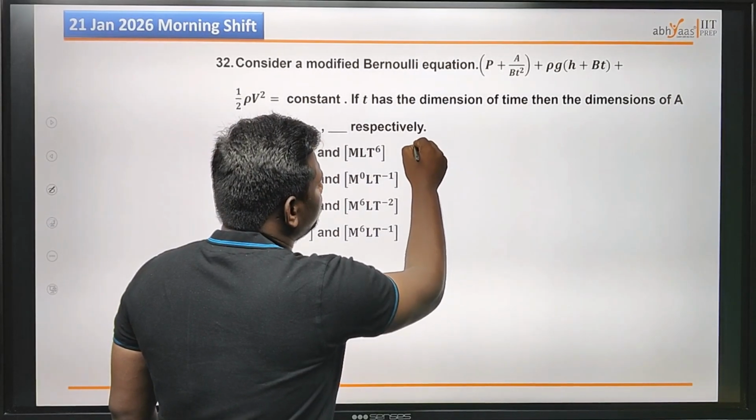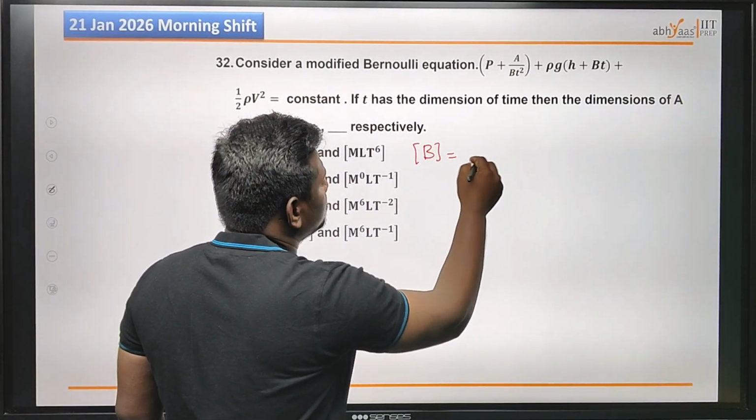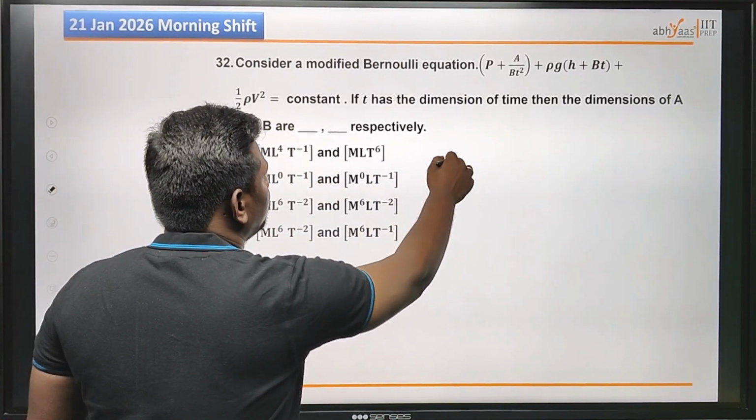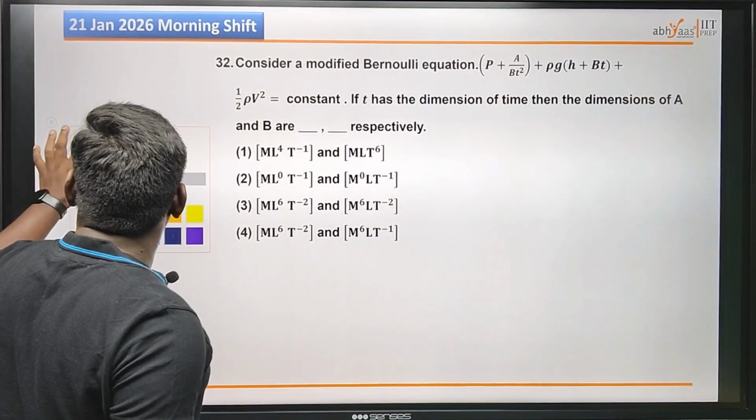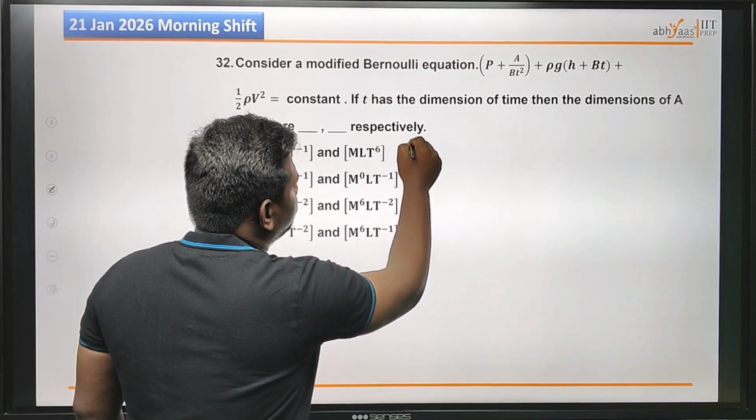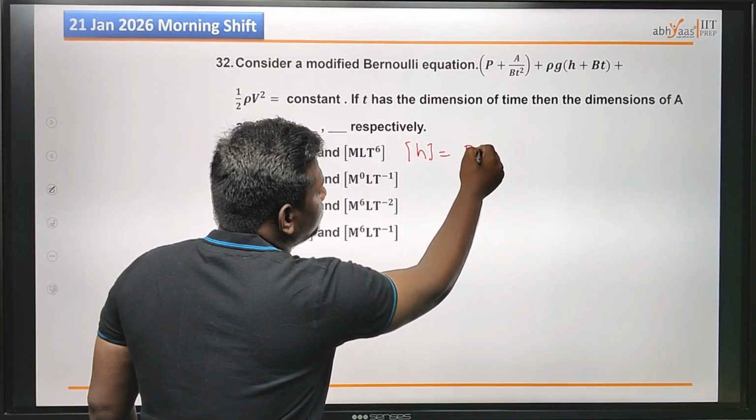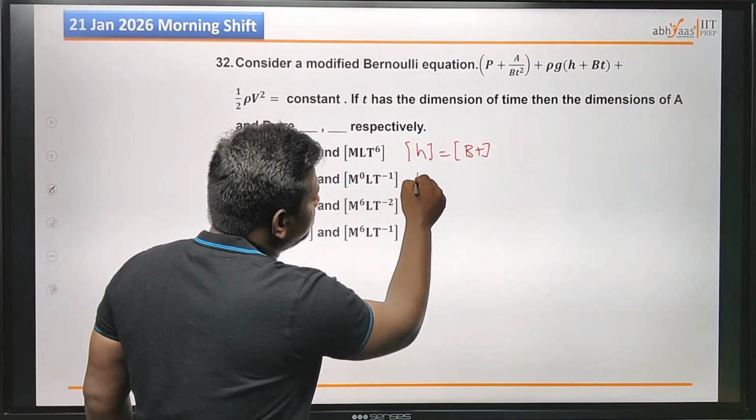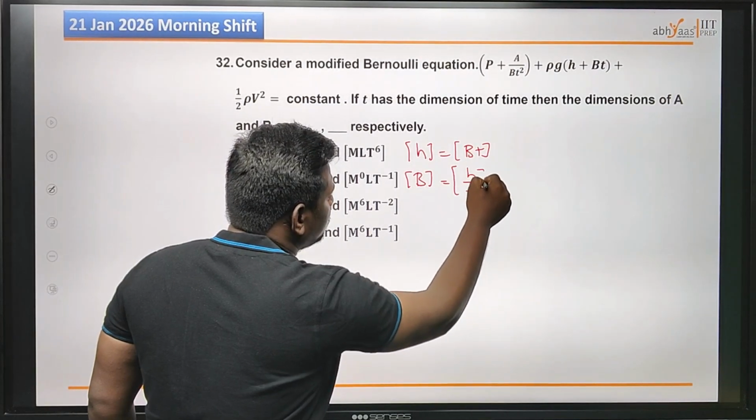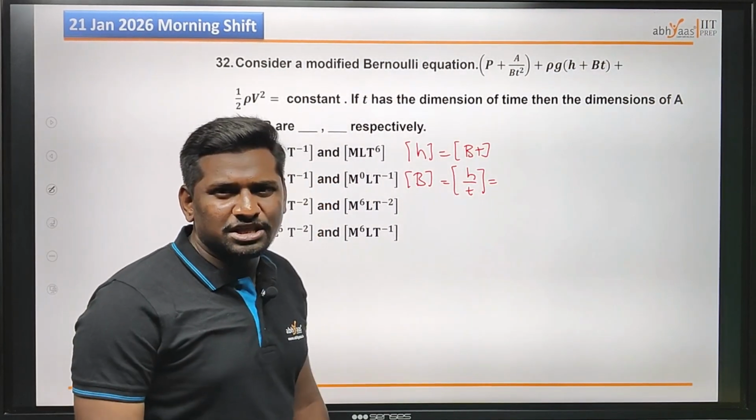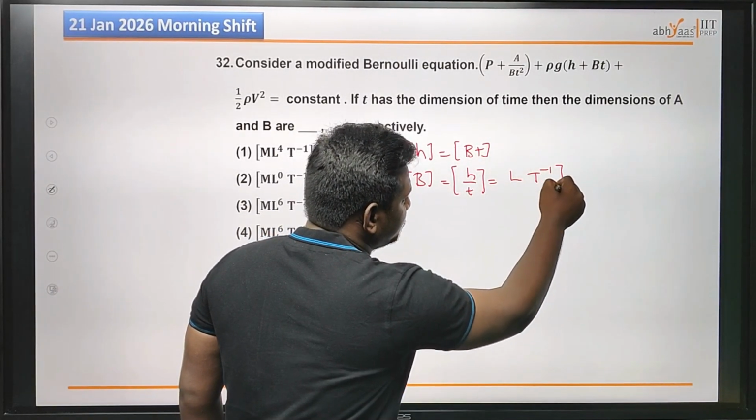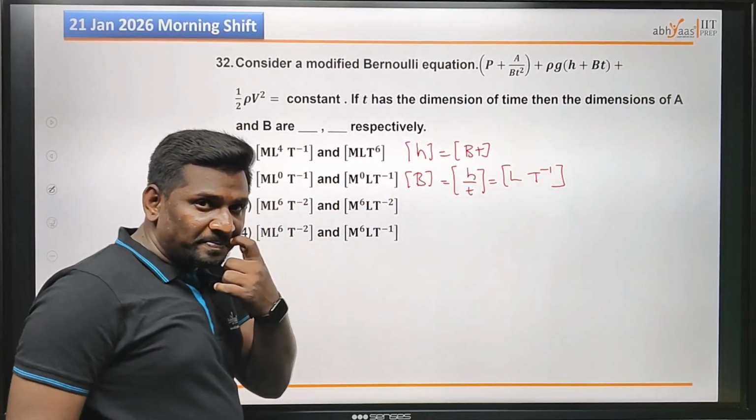h equal to bt. You have to find b. So b can be written as h by t. In dimensional analysis, h is nothing but length, height, L. So b is L T inverse, where T is the time.